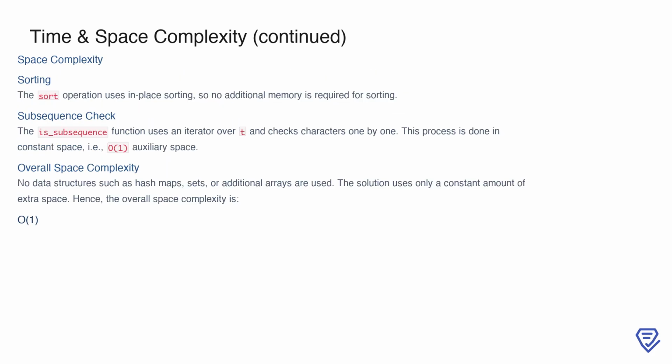When analyzing the space complexity, we find that the solution is highly efficient. The sorting operation is performed in place, so it does not require any additional memory. For the subsequence check, the is_subsequence function uses an iterator to traverse the second string and matches characters one by one. This process is done in constant space, meaning it uses O(1) auxiliary space. Since no additional data structures like hash maps, sets, or arrays are used throughout the solution, the overall space complexity remains O(1). This makes the solution very memory efficient.